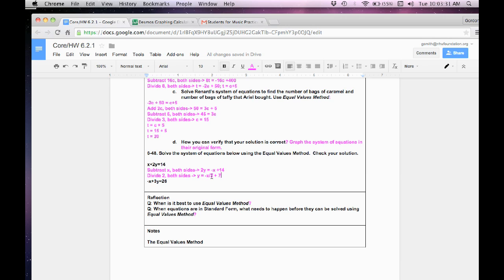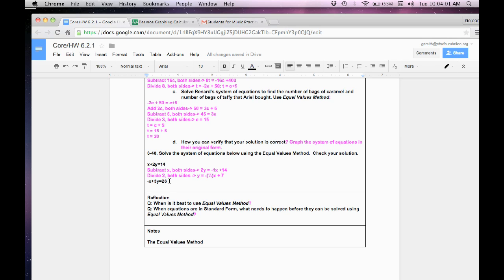I'm going to actually write this in a little bit different way. Instead of saying negative x over 2, which may be confusing to some, I will say negative 1/2 x. It's negative 1/2 x plus 7, because we just divided that negative 1x, which you can always have a 1 there, by 2. And then, of course, we divided the 14 by 2. So y equals negative 1/2 x plus 7. We have a slope of negative 1/2. We have a y-intercept of 7.